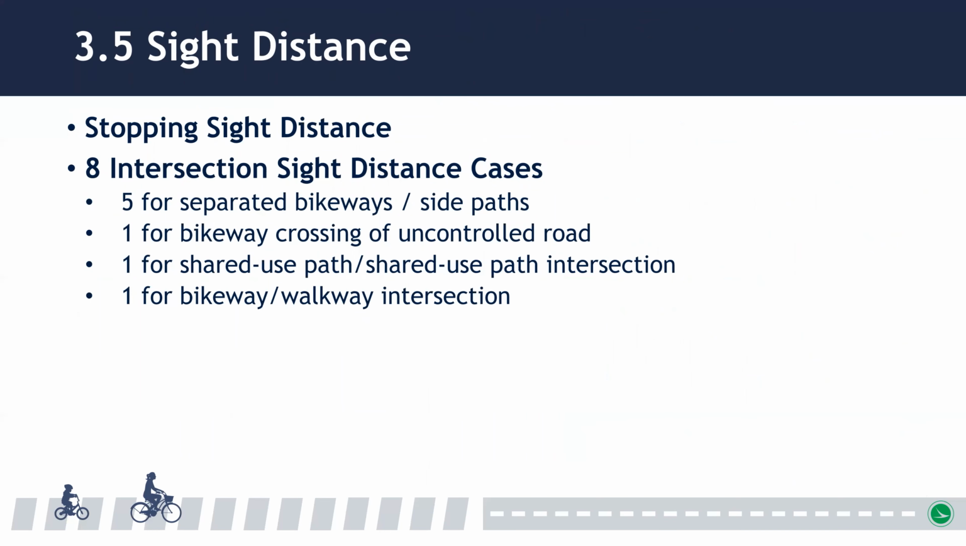Section 3.5 of the guide covers sight distances. 8 different sight distances are provided, labeled as case A through case F. These sight distances rely heavily on stopping sight distance for bikes, so that should be evaluated when assessing sight distance. Equations and assumptions are provided so they can be adjusted if needed for specific circumstances.